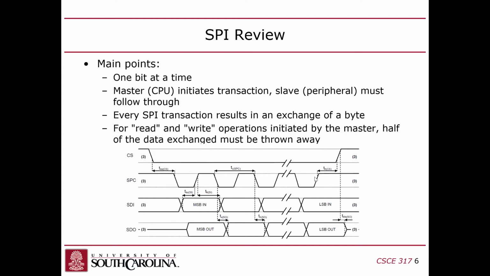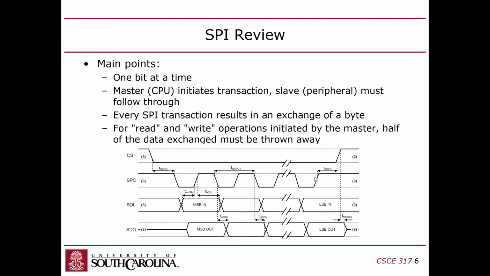An SPI transaction is an exchange of 1 or more bytes. So the master and slave will always exchange a number of bytes that comprises the transaction. All right. So if it's a 2-byte transaction, the master will send 2 bytes to the slave, and the slave will always send 2 bytes back to the master.